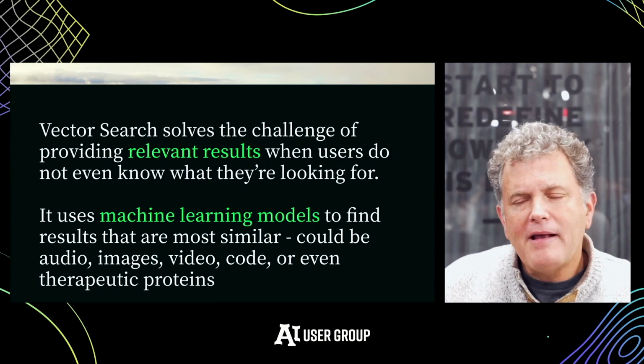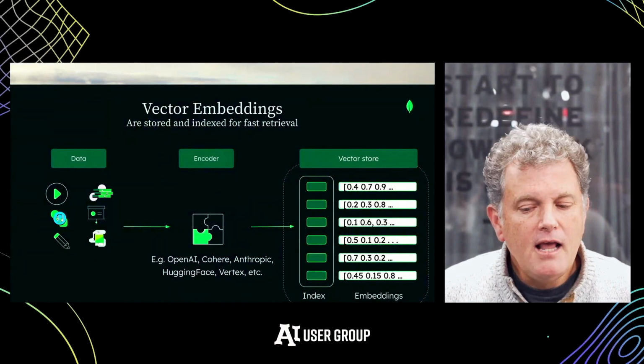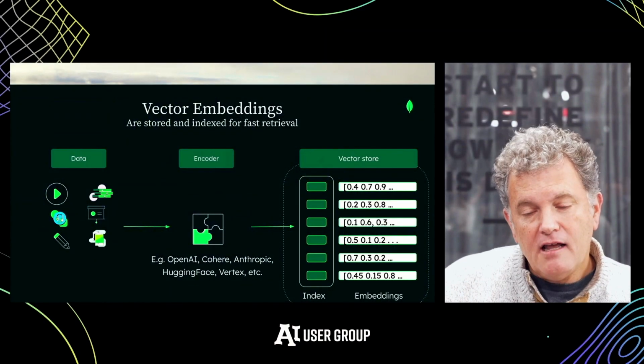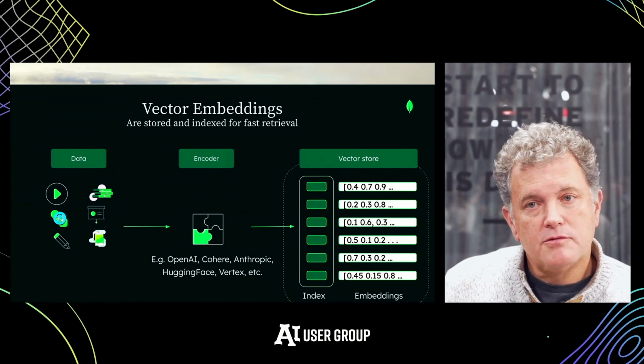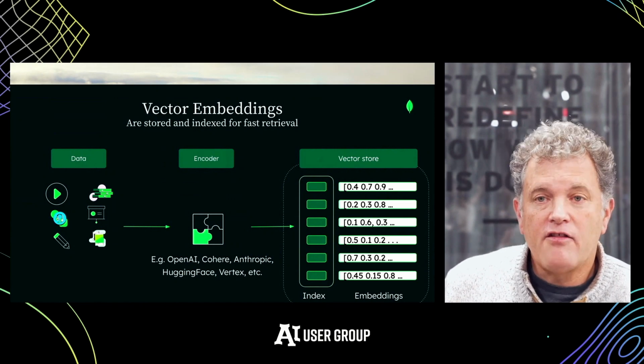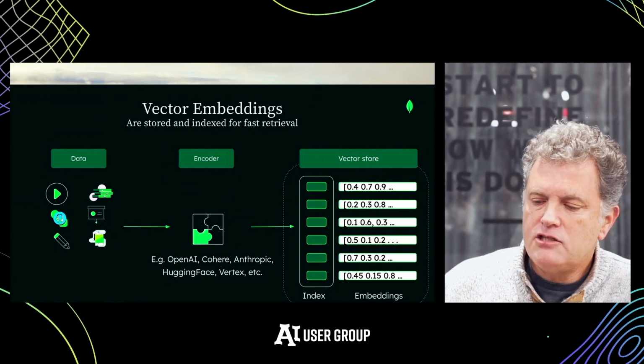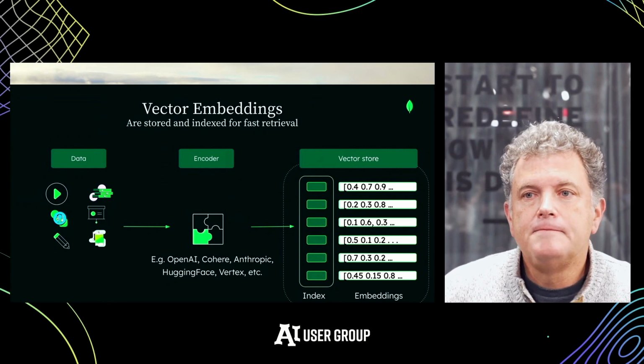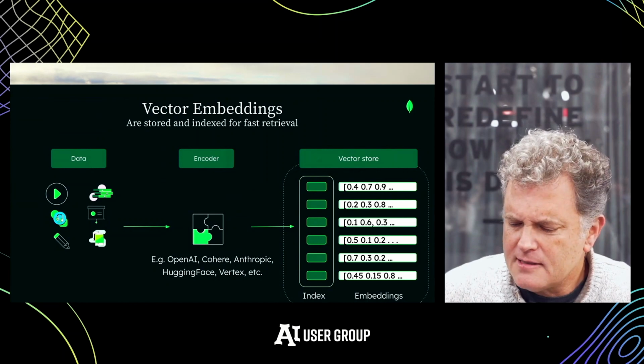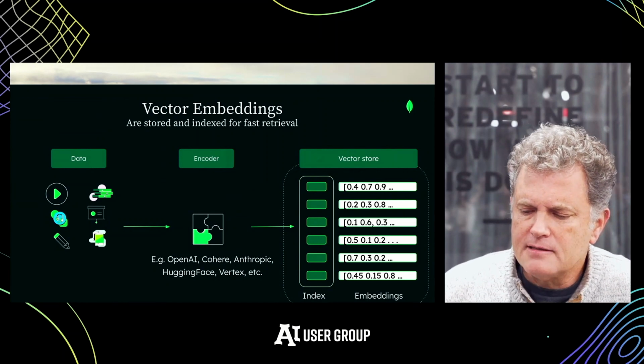So you're basically searching based on similarities or semantics. And it's very powerful. How does it work? Well, you take your data, you use some sort of encoder, which would be like OpenAI or one of the other models, and you turn your data into vectors and you store it in a vector store. And that's basically what the vector database is. And we call those embeddings.